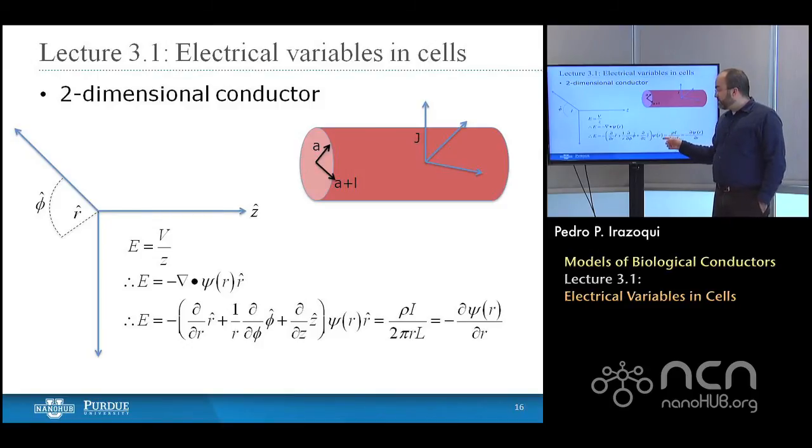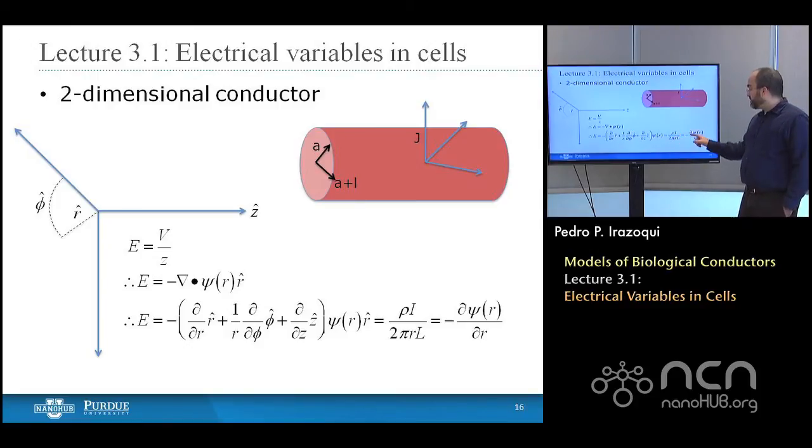Because the entirety of this voltage is in the R hat direction, when we take the dot product, R hat dotted with phi hat gives you 0, R hat dotted with z hat gives you 0, and the only term that is left is R hat dotted with R hat. So this is equal to the negative partial derivative of psi as a function of R with respect to R. And that is equal to what we know the electric field to be, which is rho I divided by 2 pi times the radius R multiplied by L. So here is the electric field as a function of the radius.